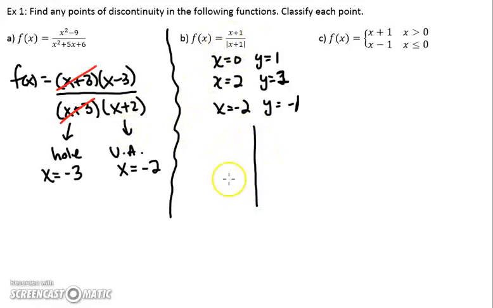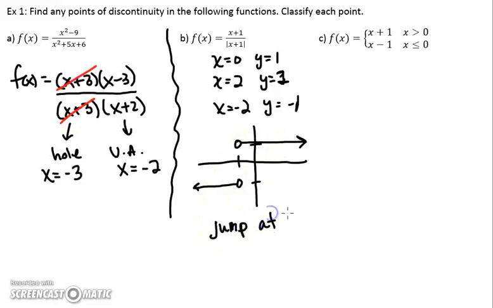So if we were to look at the graph, everything to the right of negative 1 has a y value of 1. Everything to the left has a y value of negative 1. And there's no value at 0 or at negative 1. So looking at the graph, this is going to be a jump discontinuity, and that's going to happen at x equals negative 1.